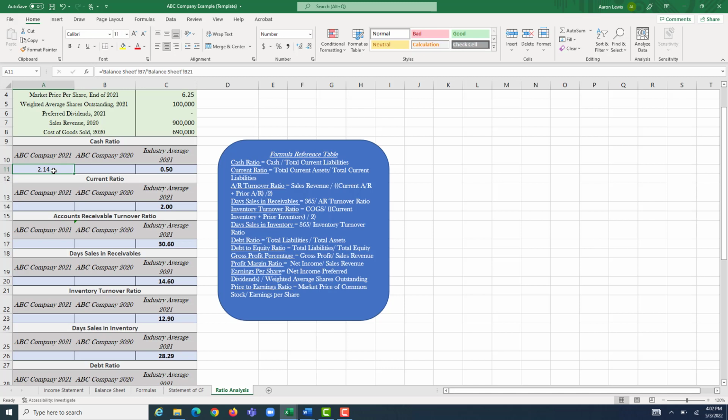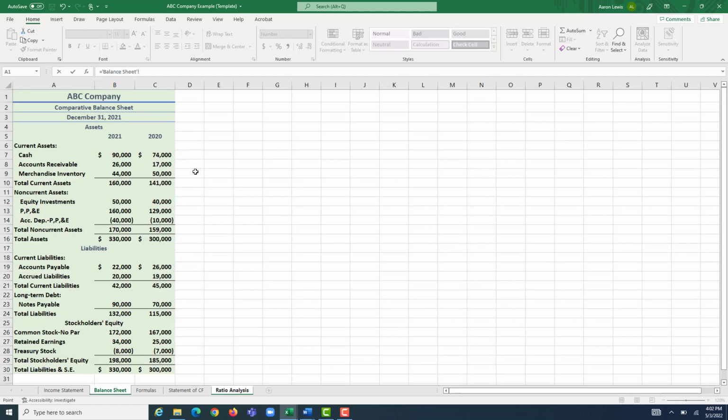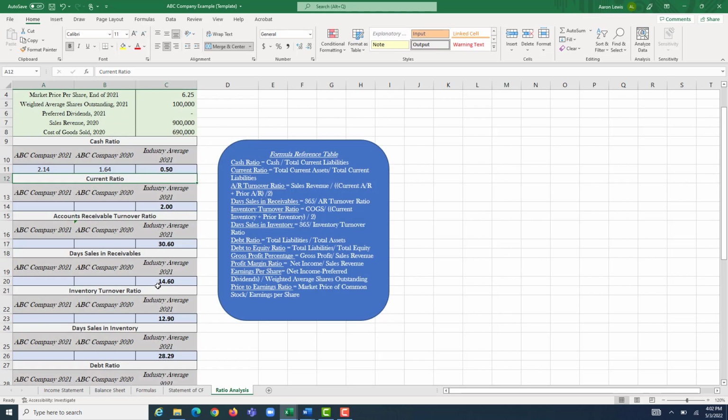Let's compare it to something. We need to benchmark, as they call it. Let's benchmark against our own prior performance. Let's go back to 2020 and figure out what our cash ratio was then. So I'm going to hit equals, and I'm going to go back to our balance sheet, and I'm going to find on here that our cash on hand for 2020 at the end of the year was $74,000, and we had current liabilities of $45,000. So last year, ABC Company could have paid off their current liabilities 1.64 times with the cash they had on hand at the end of the year.